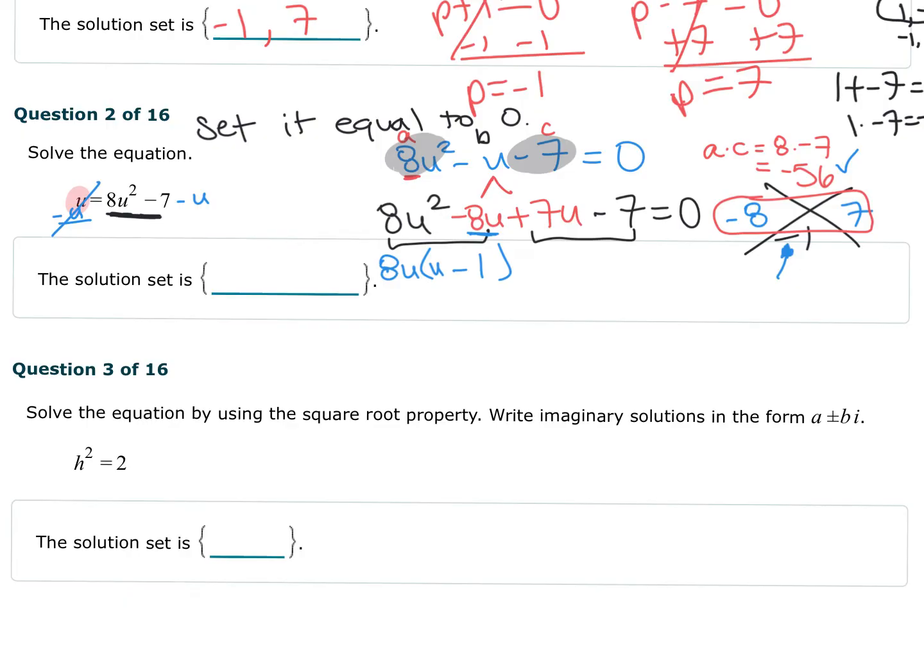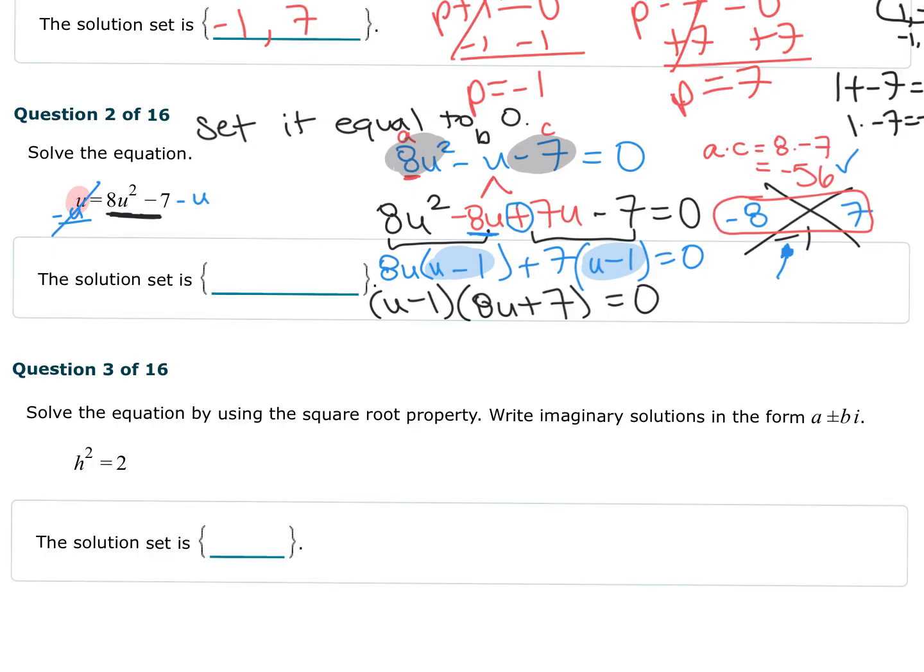Okay, then for my other two pieces, for 7u minus 7, I have a 7 in common. And since this is a plus, the plus just drops down here, and I'm able to take out a 7, and I would have u minus 1 remaining. It's always a good sign when your binomial matches, or your factor matches, because then I can factor that out. So I have u minus 1 and 8u plus 7 equals 0.